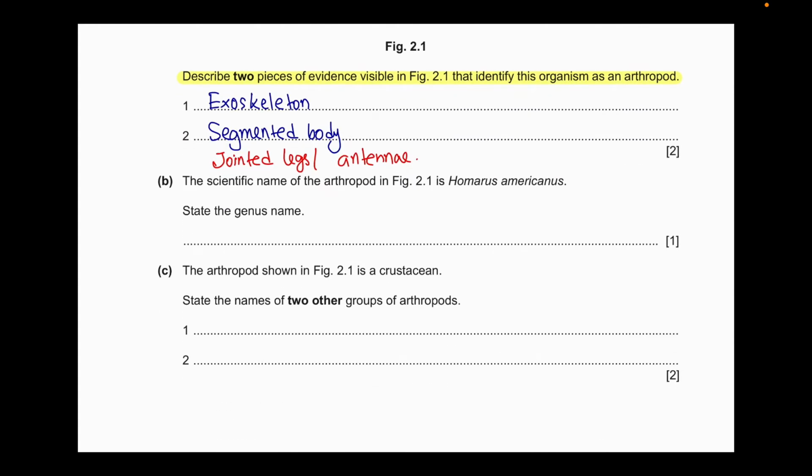The scientific name of the arthropod in figure 2.1 is Homarus americanus. State the genus name. The genus name is always the first part, so Homarus.